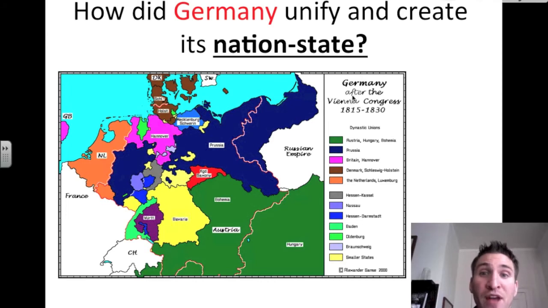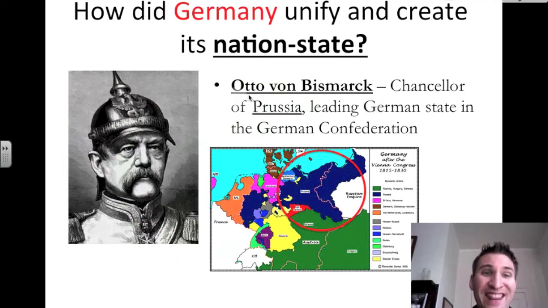And this map shows after the Congress of Vienna, but before German unification. How do all of these colored states come together? Let's find out. This man is largely responsible for this unification, Otto von Bismarck. He is the chancellor, chancellor means president in German, of Prussia, this big state in purple that borders Russia to the east. And Bismarck leads the German state in the German Confederation.